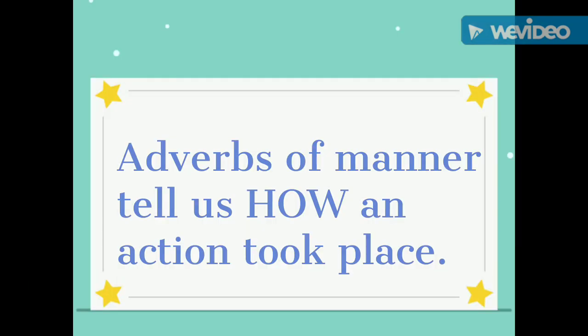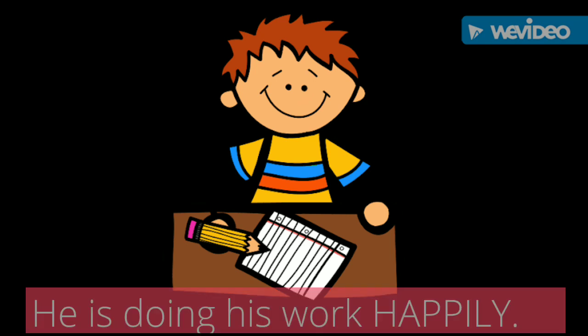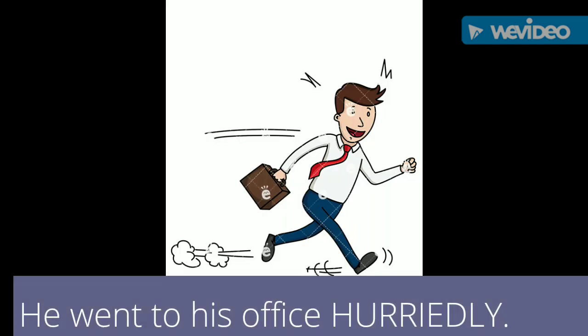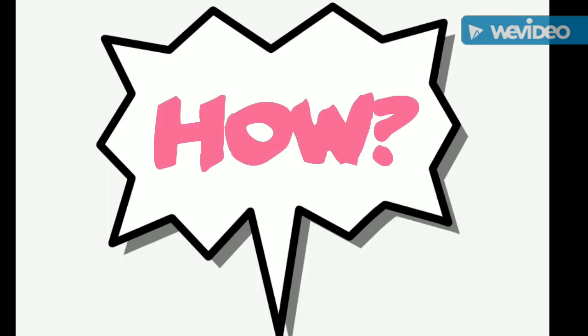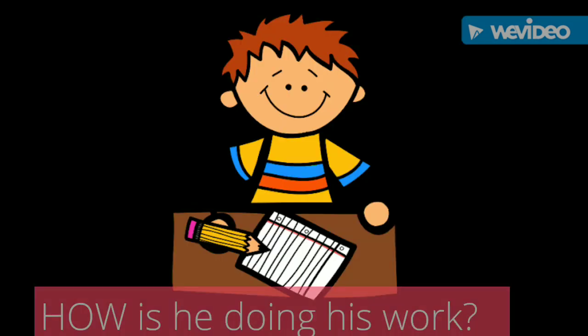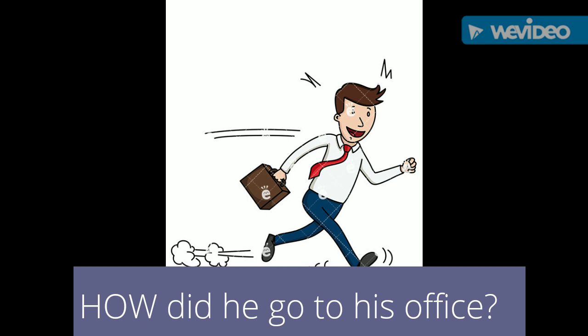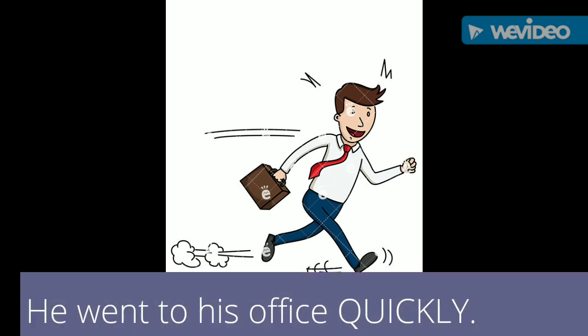Adverbs of manner tell us how an action took place, like he is doing his work happily, he went to his office hurriedly or quickly. They answer the question how, like how is he doing his work? He is doing his work happily. How did he go to his office? He went to his office quickly.